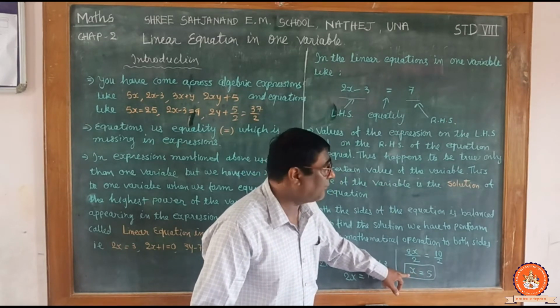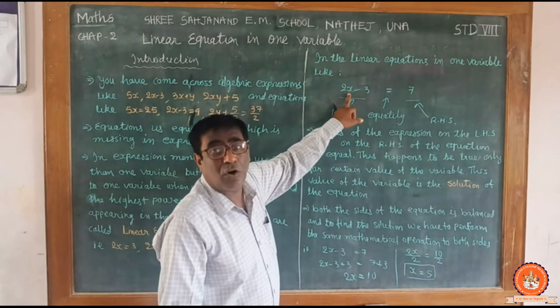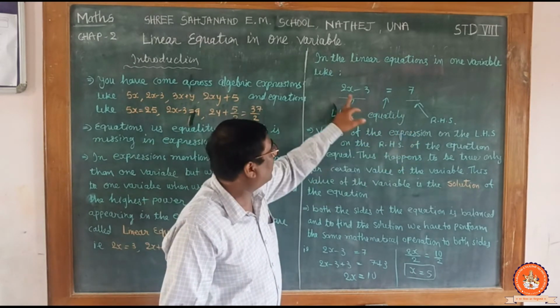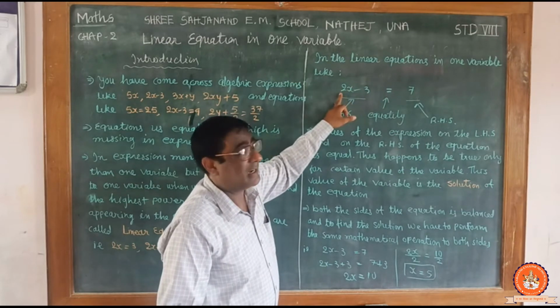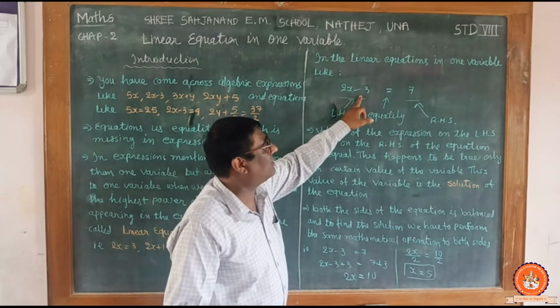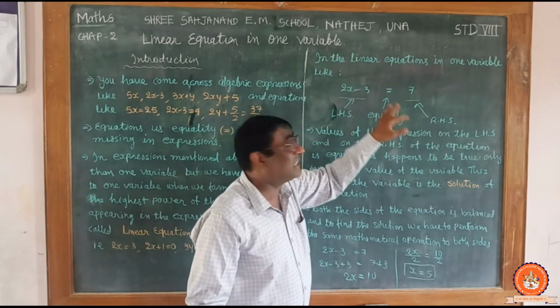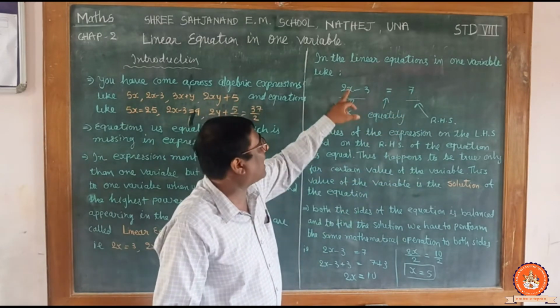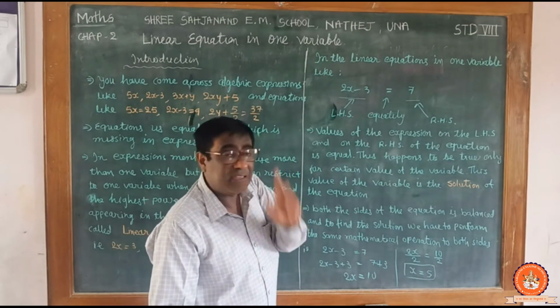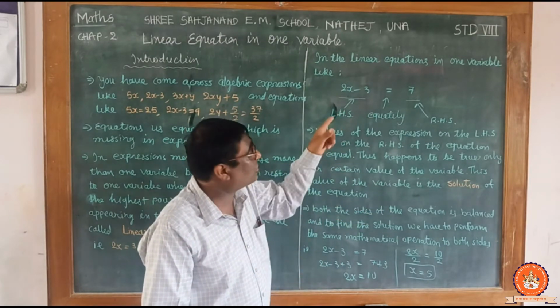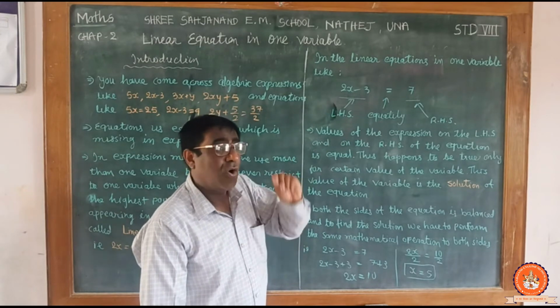Means what? If you write 5 in place of x, then both the sides are balanced. Look at it. 5 times 2 is 10. 10 minus 3 is equal to 7. 7 is already written over here. So both the sides are balanced for x is equal to 5. And that is why x is equal to 5 is the solution of this equation.